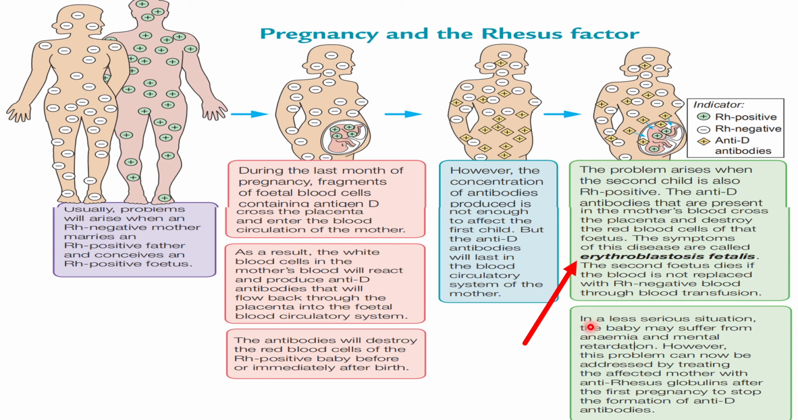In a less serious situation, the baby may suffer from anemia and maybe some mental retardation. However, this problem can now be addressed by treating the affected mother with anti-rhesus globulins after the first pregnancy, to stop the formation of the anti-D antibody in the blood of the mother. Okay, you look at the indicator here.